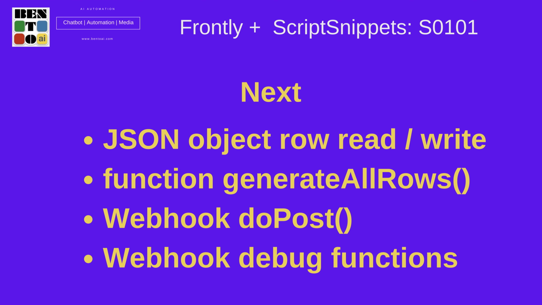In our next video, we're going to dive deeper into the world of Google Apps Script, exploring more sophisticated functionalities that enhance the interaction between Frontly and Google Sheets. We will uncover the mysteries of JSON object row read/write, a powerful technique that simplifies the way we deal with data, making the exchange of information between Frontly and Google Sheets even more efficient. We will also introduce the Generate All Rows function, a remarkable tool that performs crucial operations involving multiple rows of data. But that's not all.